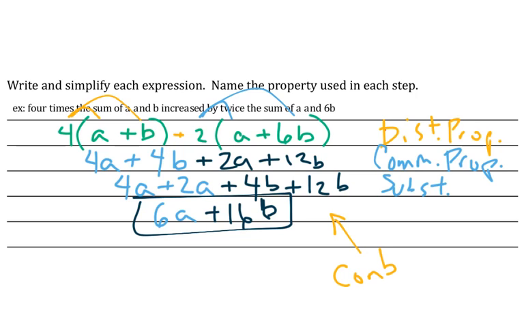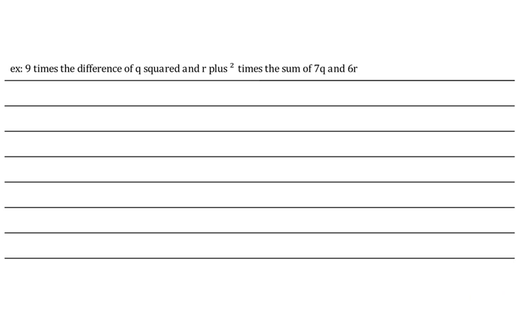Here's combining like terms as well. We're substituting values in, but we're combining like terms because one had an a, and they're all to the power of 1. Okay, let's check this out.